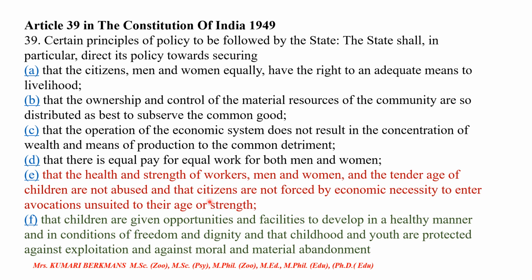So children should not be abused. That is what is given in E. And F, that children are given opportunities and facilities to develop in a healthy manner and in conditions of freedom and dignity, and that childhood and youth are protected against exploitation and against moral and material abandonment. So all these things are given in Article 39, in that E and F.